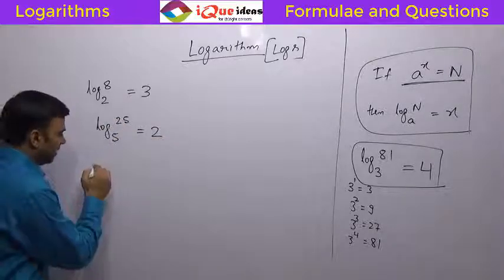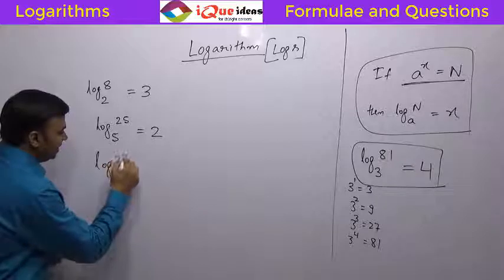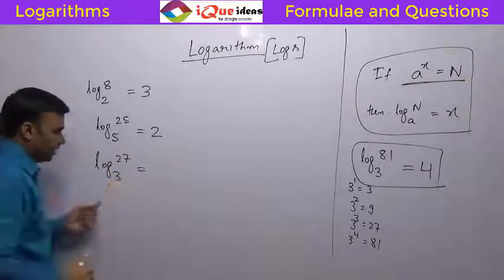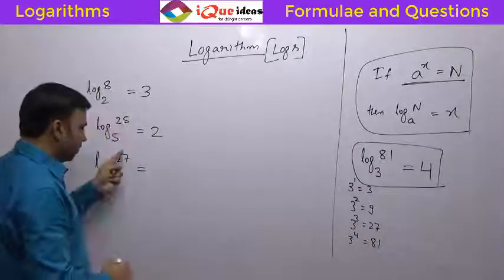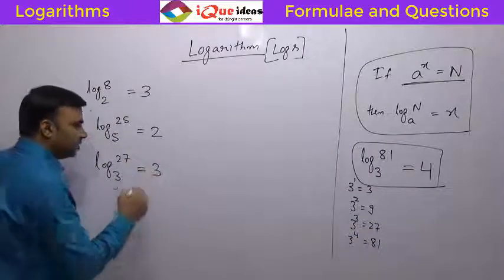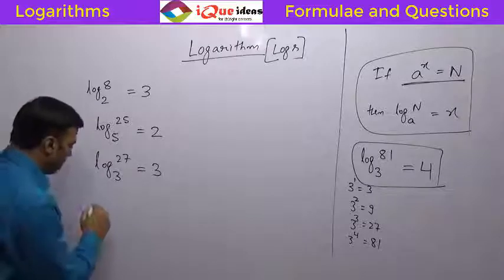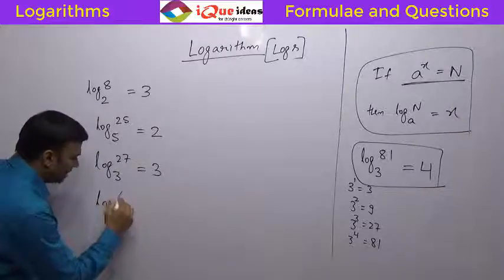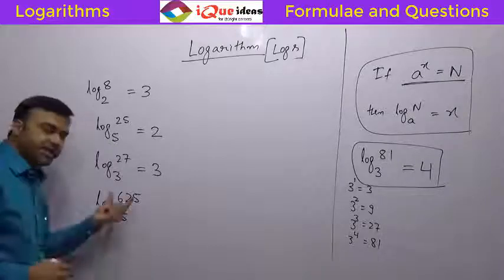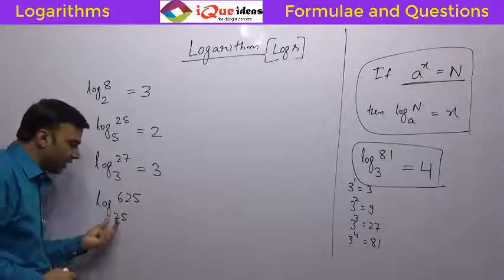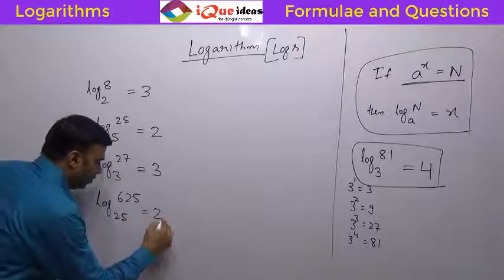Let's take some more examples. Log of 27 to the base 3. How much is it? So think about the powers of 3. 3 to the power 3 is 27. So log of 27 to the base 3 is equal to 3. Alright. Let's take some more examples. If I say log of 625 to the base 25, so 625, we know it is 25 square. Hence, it is equal to 2.